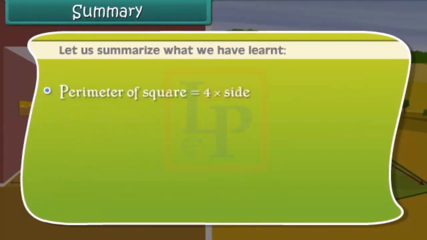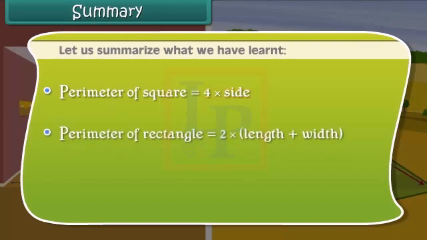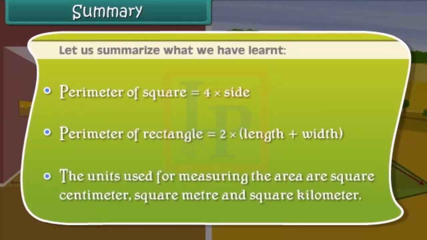Perimeter of square is equal to 4 into side. Perimeter of rectangle is equal to 2 into, within bracket, length plus width. The units used for measuring the area are square centimeter, square meter and square kilometer.